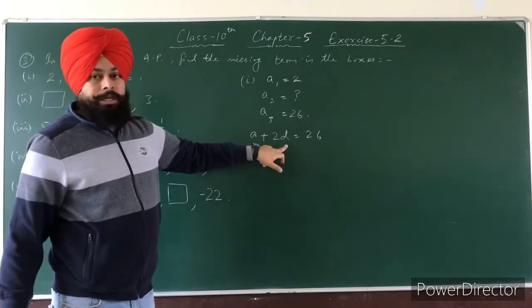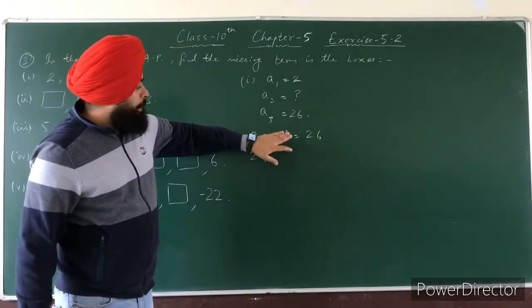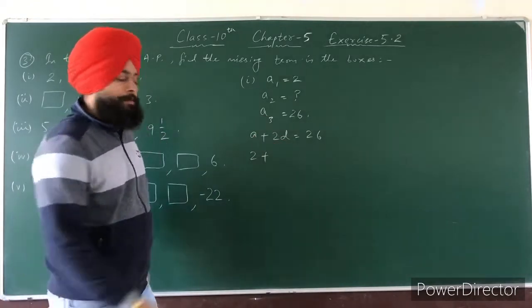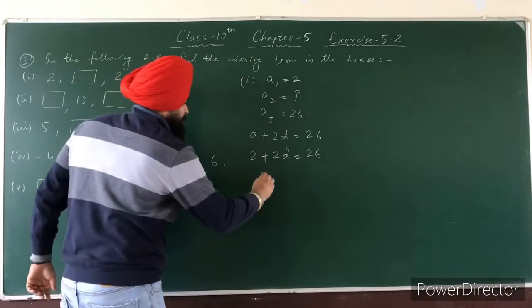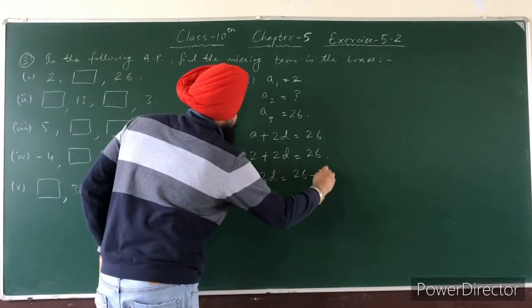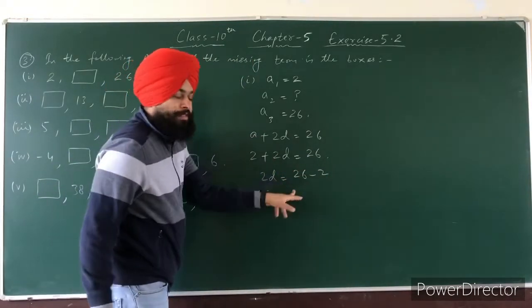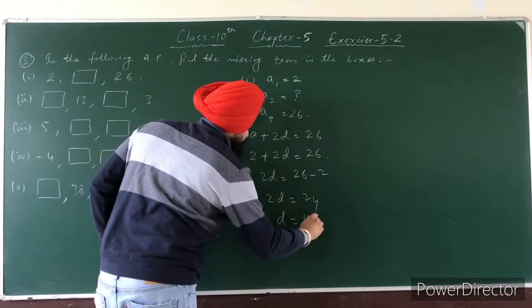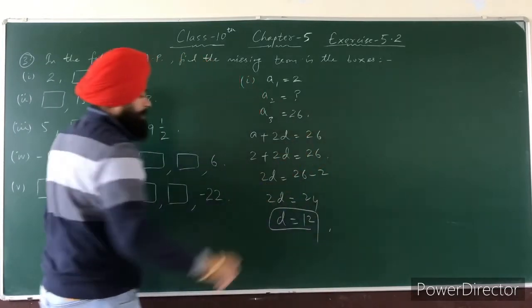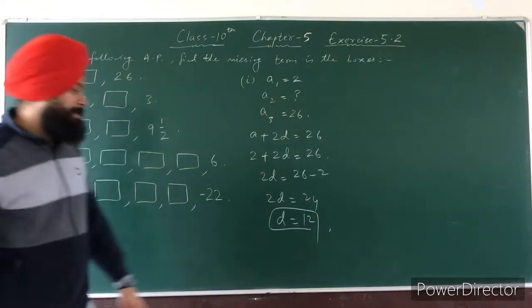So 2 plus 2D. We don't know the value of D here, so you can find it first. So write here 2 plus 2D is equal to 26, or 2D is equal to 26 minus 2. And 26 minus 2 is 24. Or what is D? D is 24 by 2. So D is 12. So it means the common difference is here 12.